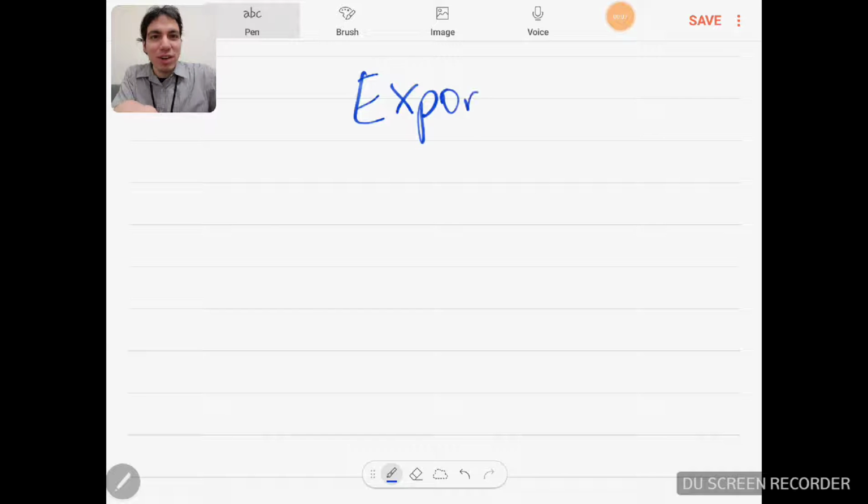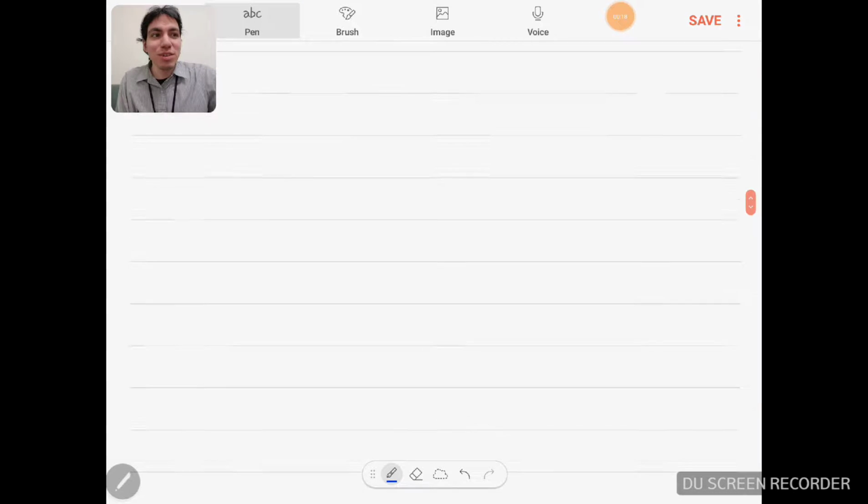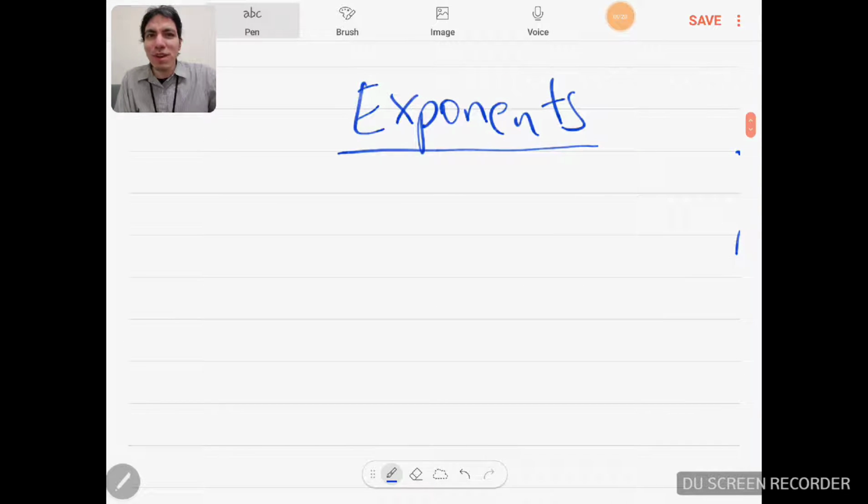Now, I may have covered exponents before in another video, but this is the real in-depth guide of how to do exponents. We're going to cover a lot of topics. This is going to be a nice 4 or 5 part video of exponents. So as we know, what are exponents?